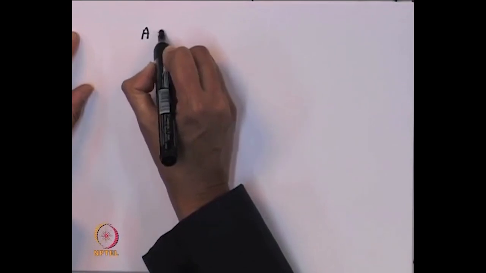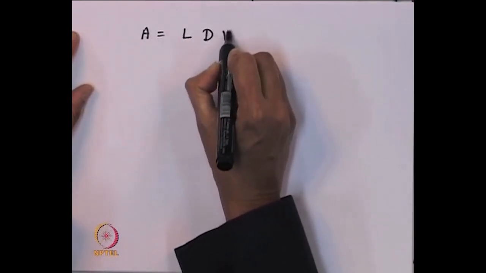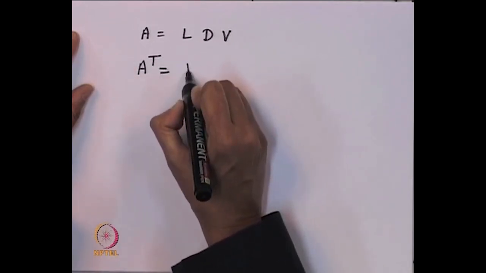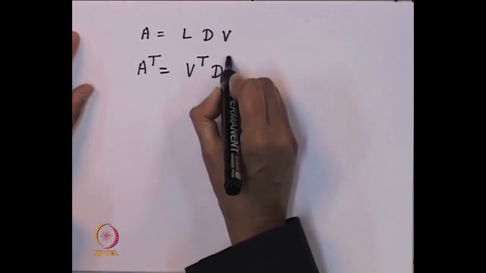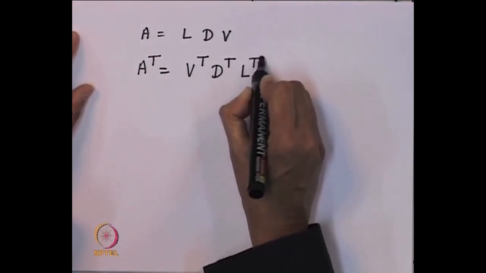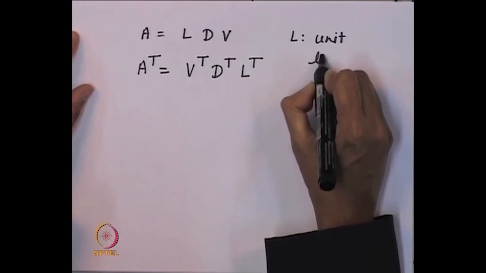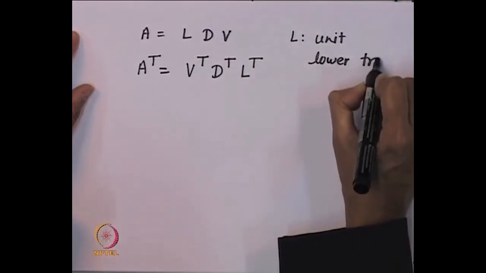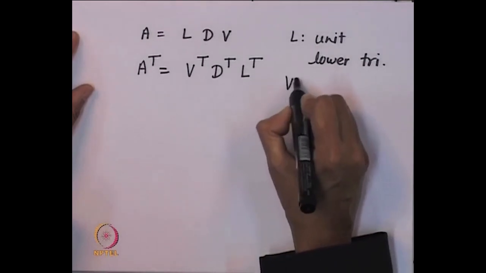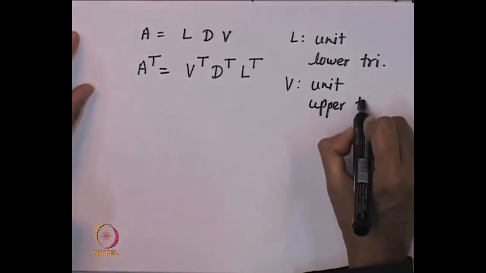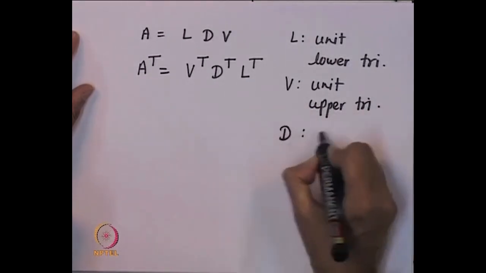So, now let us look at the case when A is a symmetric matrix. We have A = LDV, that will give us A transpose equal to V transpose D transpose L transpose. Our L is unit lower triangular, V is unit upper triangular and D is diagonal.